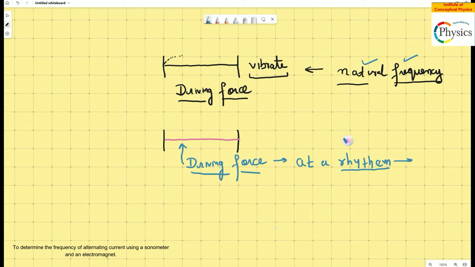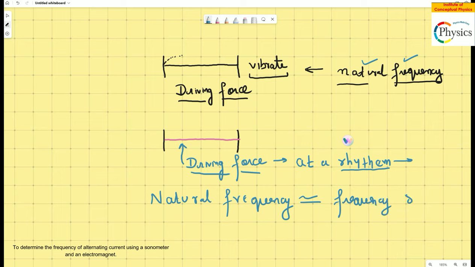So if the natural frequency of the wire, or if there are multiple natural frequencies, any one of the natural frequencies of the material, which is the wire under tension here, matches the frequency of the driving force, the frequency of the driving force.